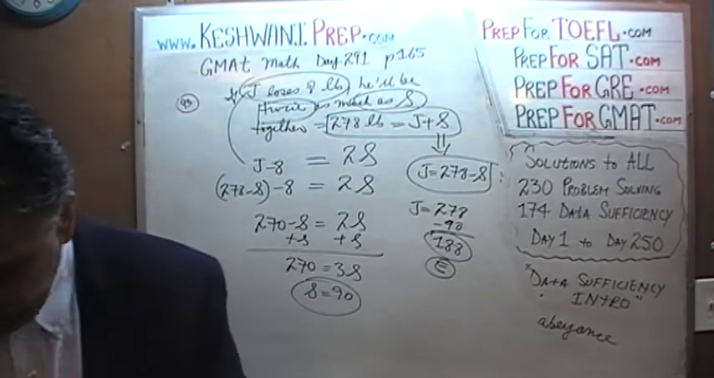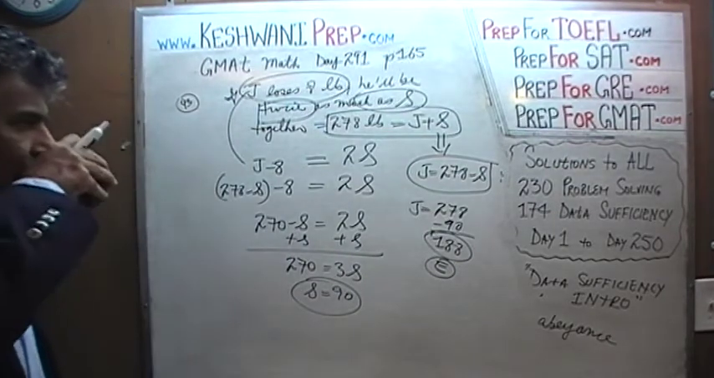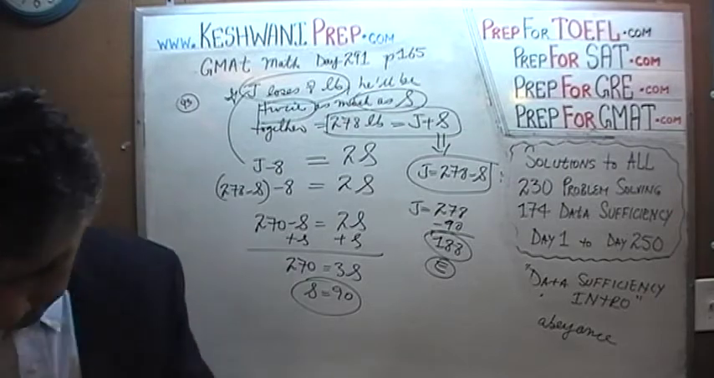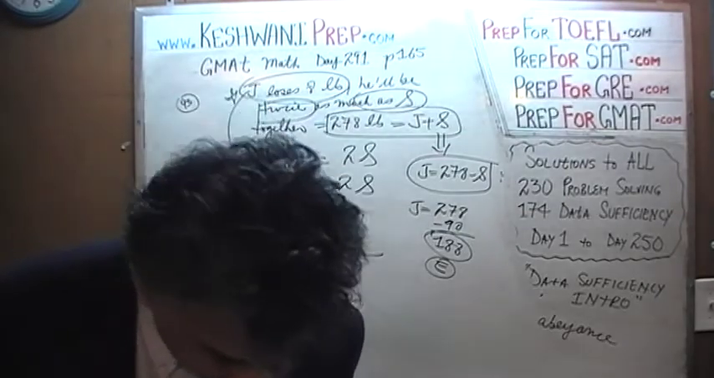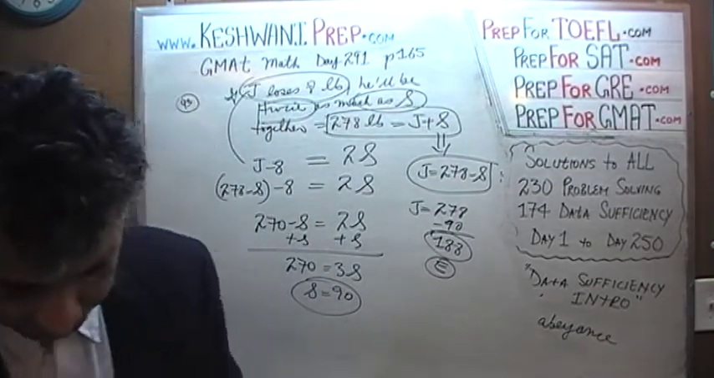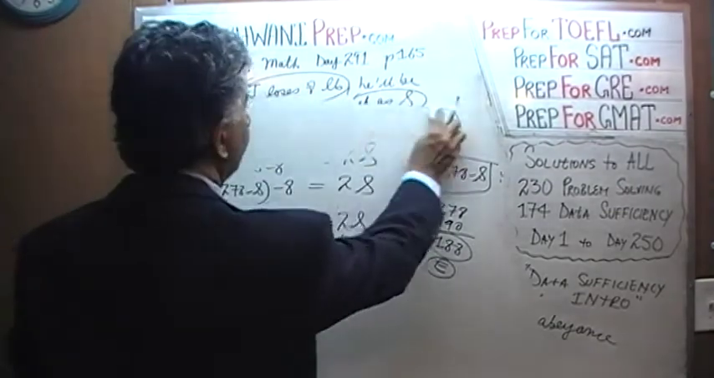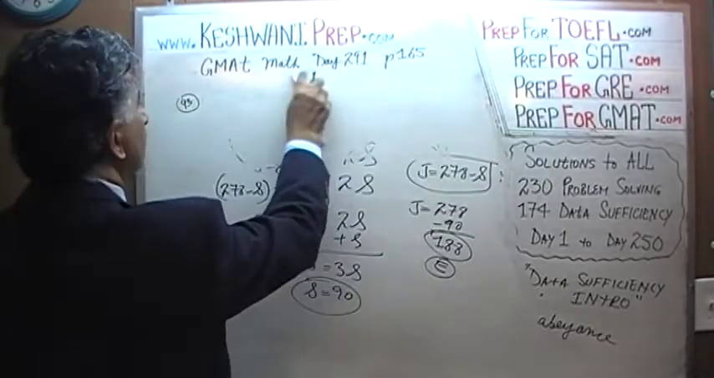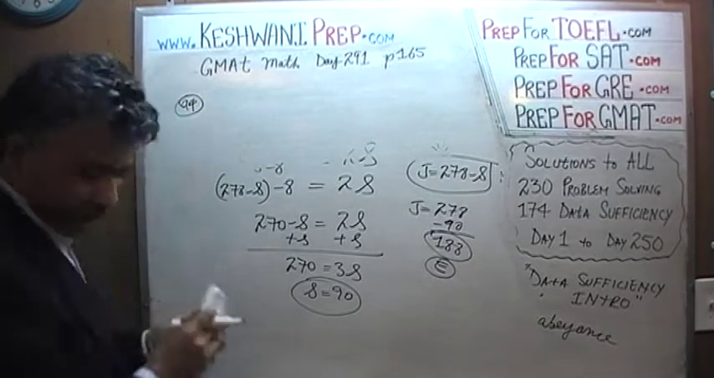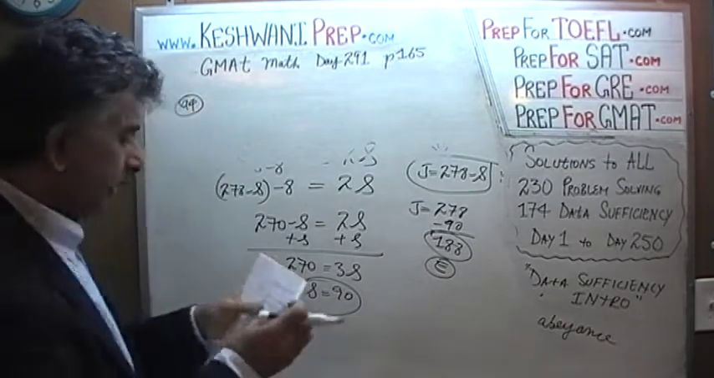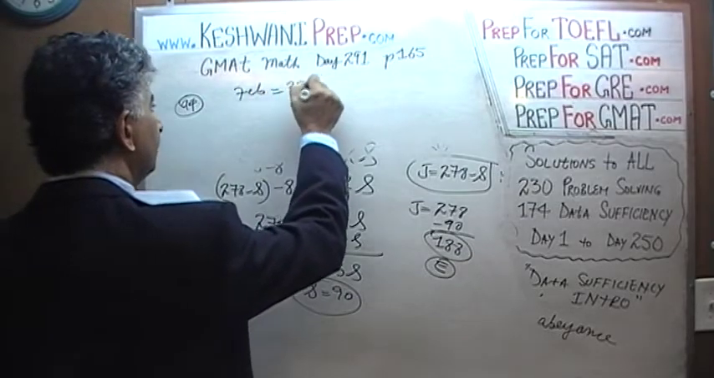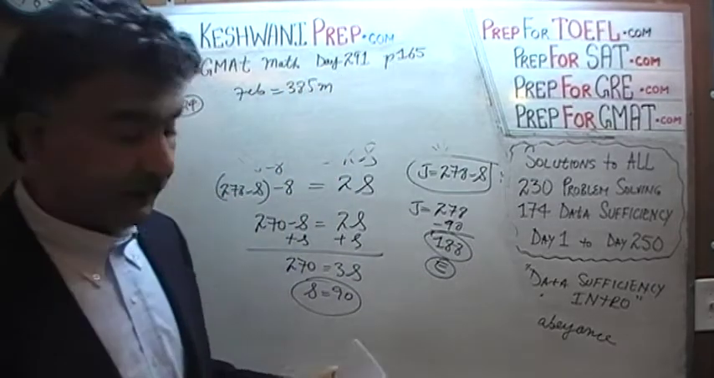Let's move on to the next problem. Number 94. Number 94 says that in February we had a sale of $385 million.